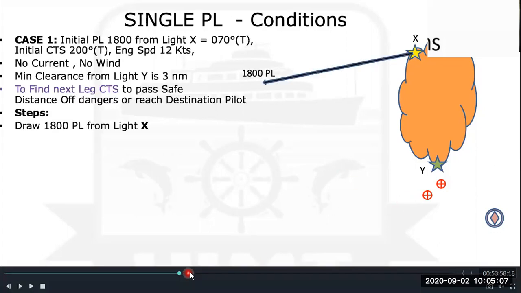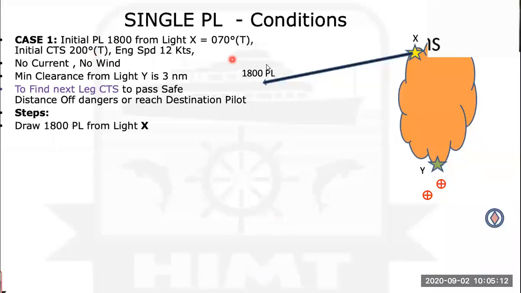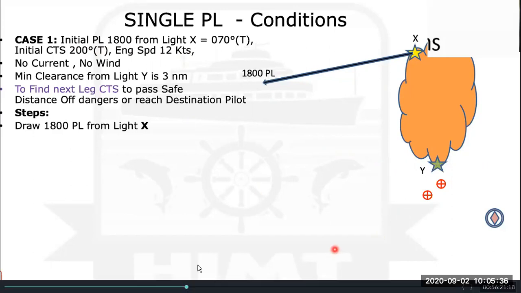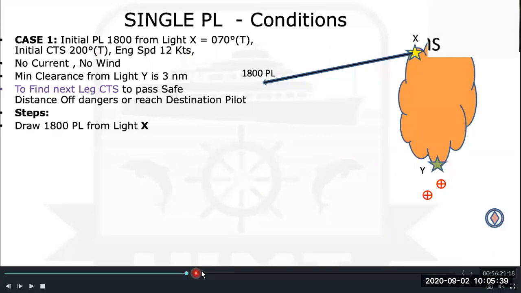So let's see. In the question case 1, we are given the initial PL at 1800. Light X is bearing 070. The initial course to steer is given as 200 and engine speed 12 knots. So somewhere the vessel is on this position line and it is steering 200 at 12 knots. There is no current, no wind, and the minimum clearance from lighthouse Y is 3 nautical miles. So we will draw an arc of 3 nautical miles.